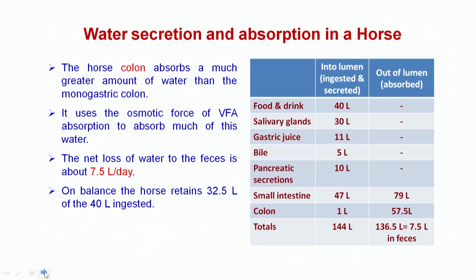In the horse also, the total water is around 144 liters and 136.5 liters are absorbed, and only 7.5 liters of water comes out in the feces per day.